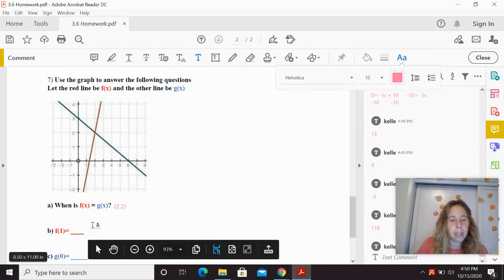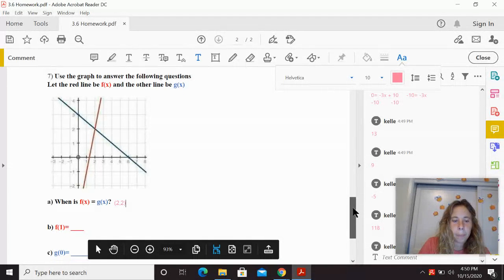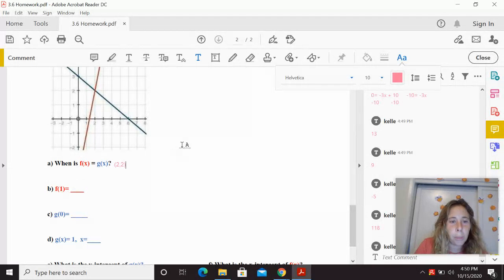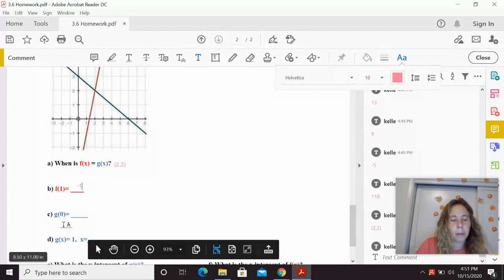Okay, now you're analyzing the graph. Oh, let me scroll down. So f of 1 equals what? So you're looking at the f of x line, which is the red line. When x is 1, what is my y value? When x is 1, my y value is negative 1. Okay, now g of 0.